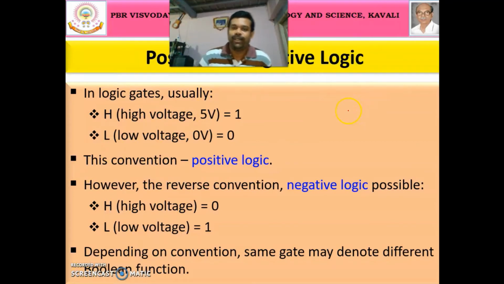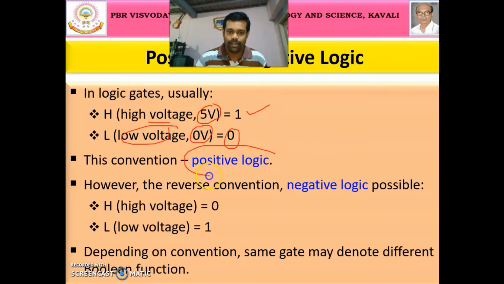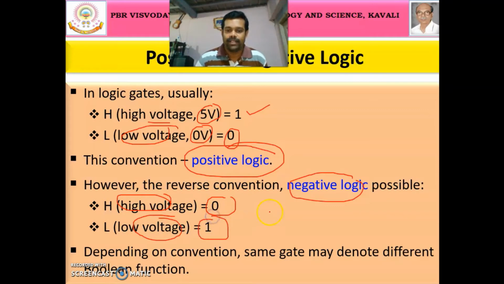Next one is positive logic and negative logic. In logic gates, usually high voltage is represented by 5 volt and it is 1. For low voltage, we will be using 0 volt and it is 0. This is called positive logic. However, there is another logic called negative logic. In the negative logic, high voltage will be represented by 0 and low voltage will be represented by 1. This is called negative logic.